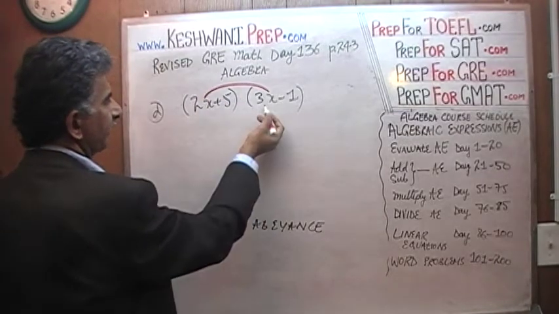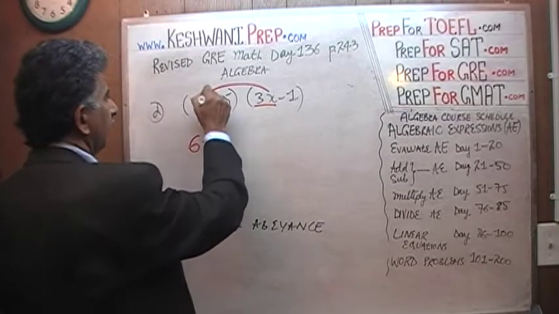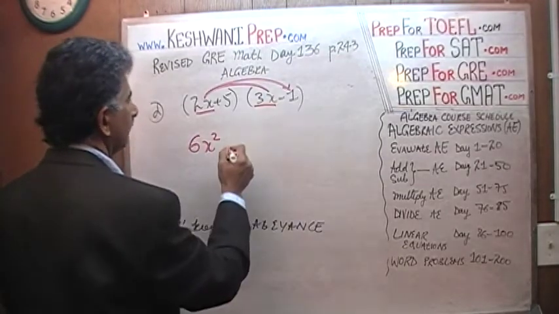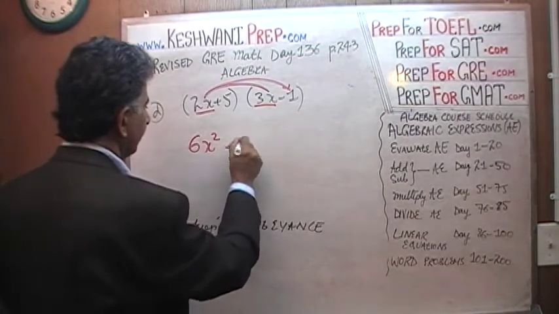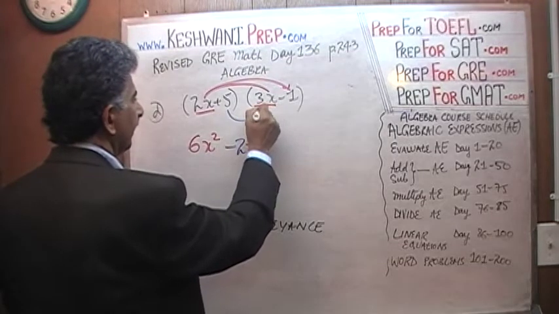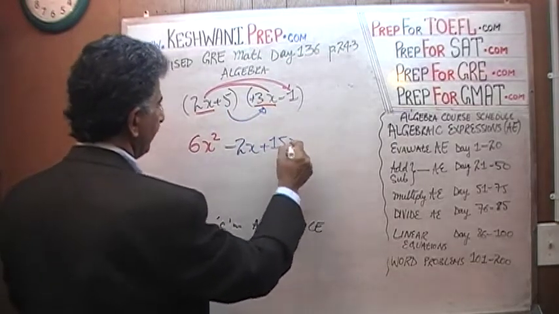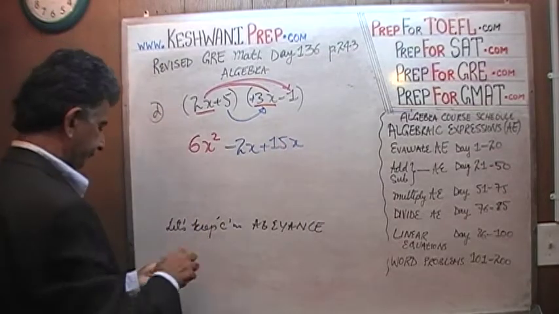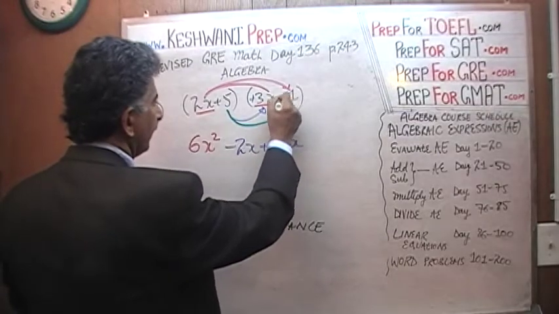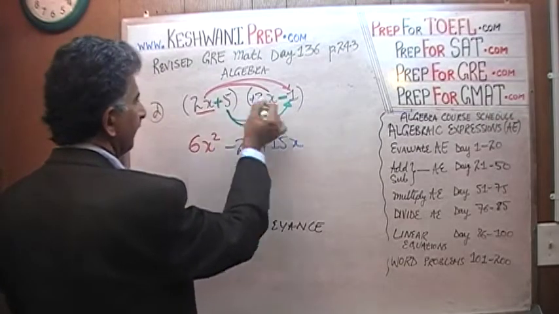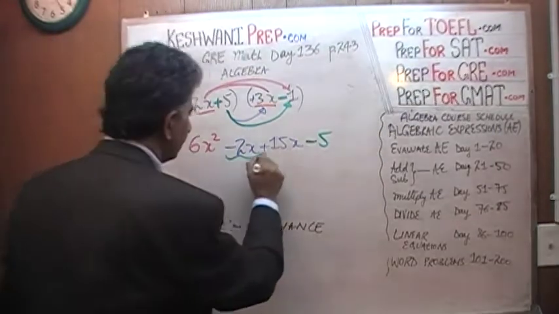2x times 3x gives us 6x squared, and then 2x times negative 1 gives us negative 2x. Then 5 times positive 3 gives us positive 15x, and finally positive 5 times the negative 1. It's a negative 1, keep in mind. Positive 5 times negative 1 gives us negative 5. We simply have to add up these terms and that's it.